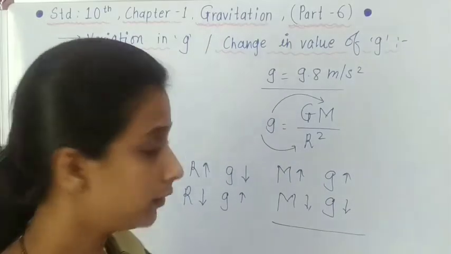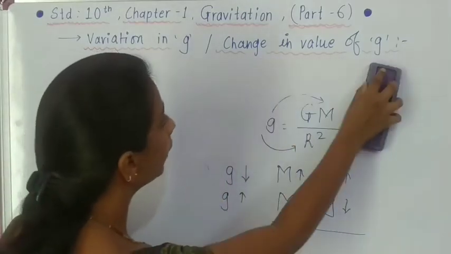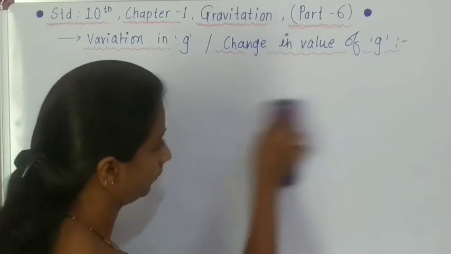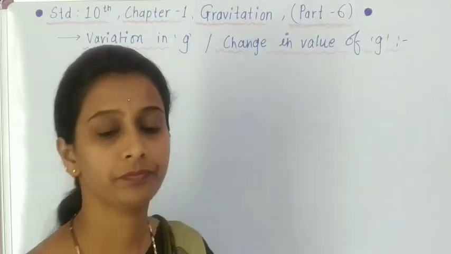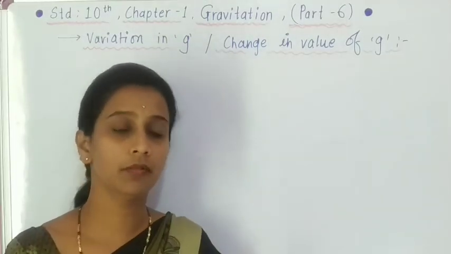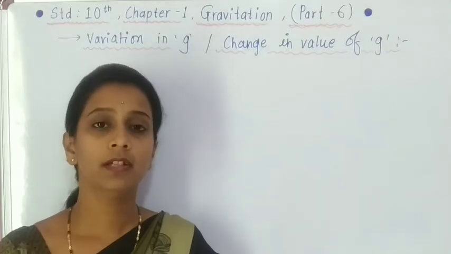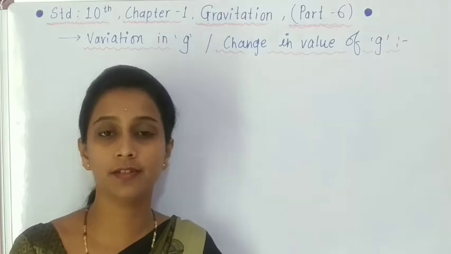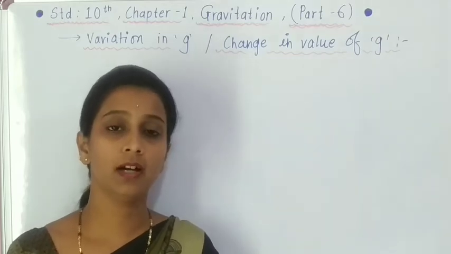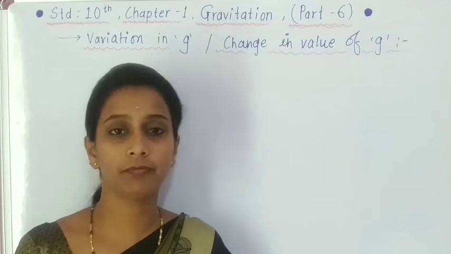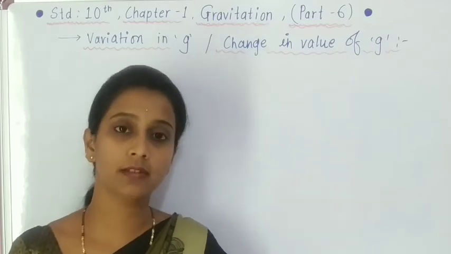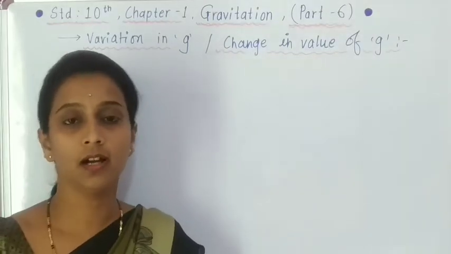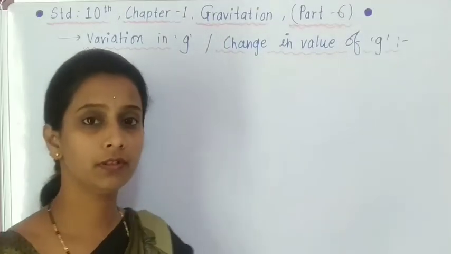Now come to the point. Let us see how the value of g changes. Students, the variation in the value of g mainly depends upon three conditions, and these conditions are shape of the earth, height of the earth, and depth of the earth. According to these three conditions, the value of g changes. Let us see how g changes with these three things.